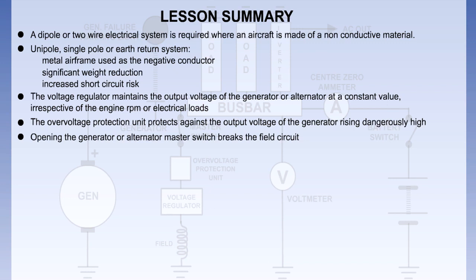Opening the generator or alternator master switch breaks the field circuit, causing the generator output to fall to its residual value, which is virtually zero.